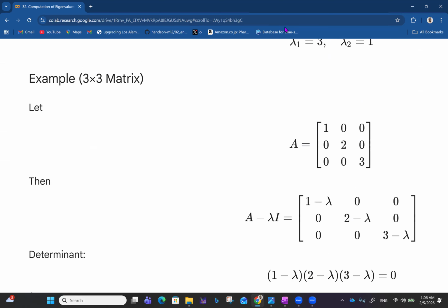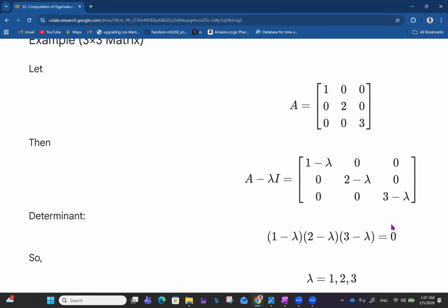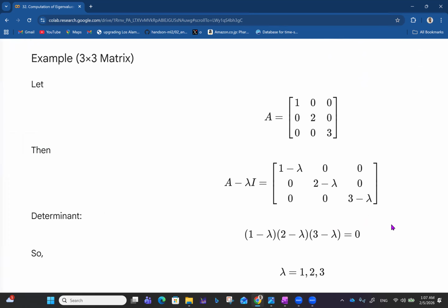In the other video, we didn't do a 3 by 3 matrix. So this particular matrix, for instance, is very simple. Like I said, if you have a diagonal matrix or an upper or lower triangular matrix, you can easily read off the eigenvalues from here. You can already see, because there's a 0 everywhere apart from the diagonal, that 1, 2, 3 are the eigenvalues.